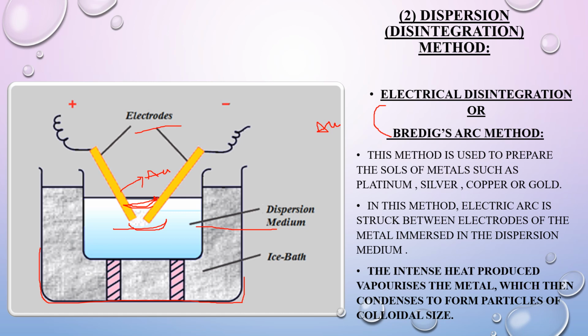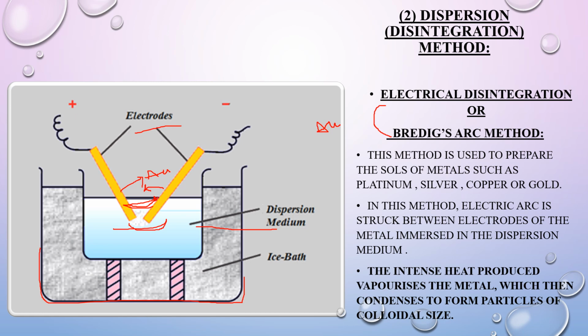And to avoid that evaporation of gold, because we have to prepare the gold sol, we put an ice bath, and that ice bath will maintain the temperature between this electrode reaction and the outer atmosphere. And as it maintains the temperature, the gold which was being liberated from this rod will remain in the solution.